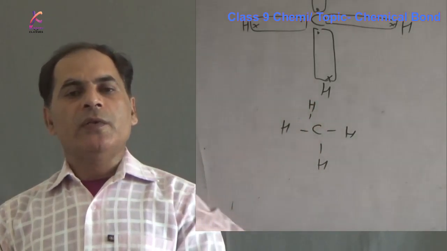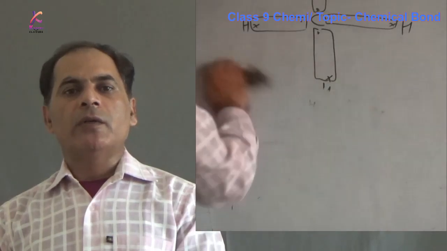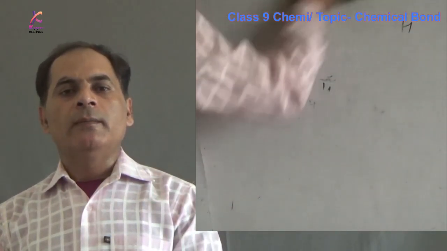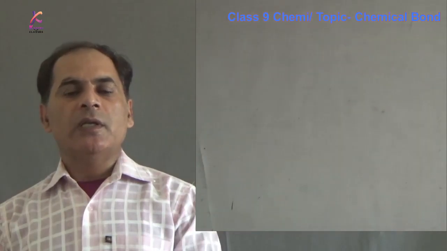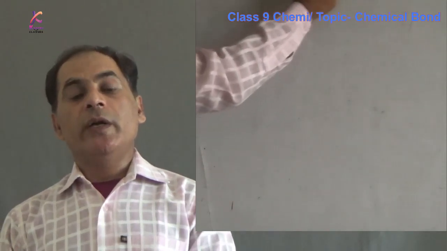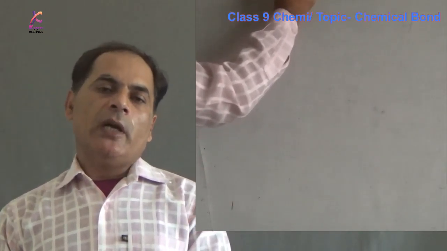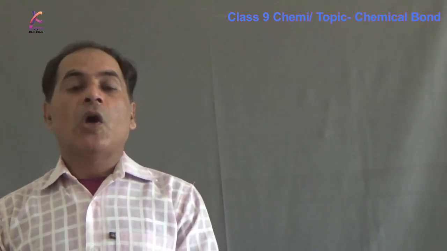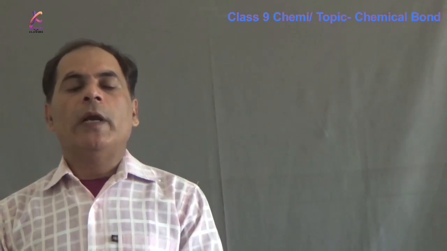So there are 4 single bonds between carbon and hydrogen. These bonds are called covalent bonds. Since 1 electron is being shared, it is called a single covalent bond. Now we will see the example of double covalent bond. Double covalent bond is formed.